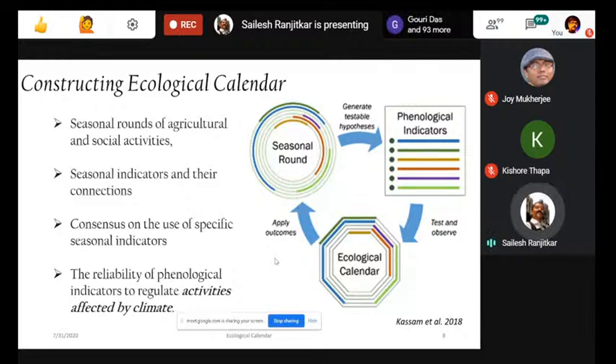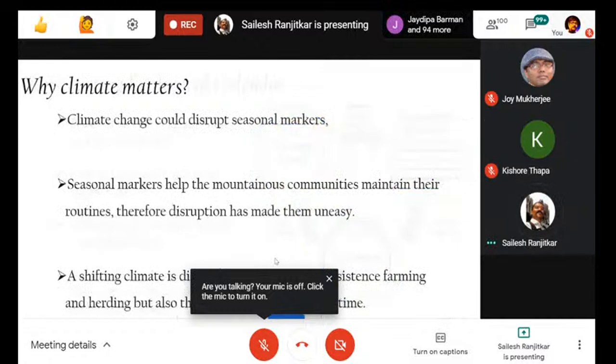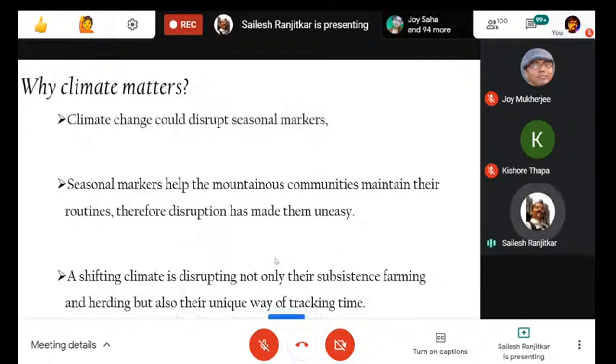Then the reliability of phenological indicators is also important, to relate it with the climate, because phenology is very clearly related to climate change, and it can be said to be a first indicator of a changing climate. Then why does climate matter in all this? Because climate change could disrupt the seasonal markers. Second, seasonal markers help the mountainous community to maintain their routine, their schedule. Therefore, disruption has made them uneasy.